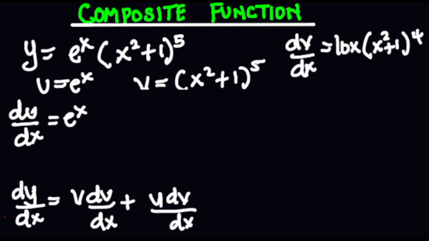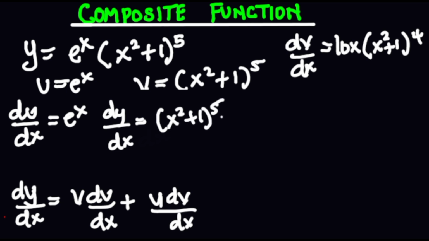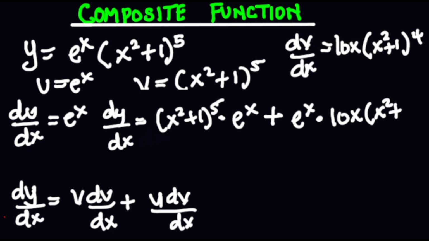So in that case, if I'm finding my dy by dx, dy by dx in this case is going to be equal to v. Our v is actually x squared plus 1 raised to the power of 5, then multiplied by du dx. du dx is exponential x, right? Then plus again, we are going to have u. u in this case is exponential x, then multiplied by dv dx. dv dx is actually 10x, open bracket x squared plus 1 all raised to the power of 4. That's what you have.